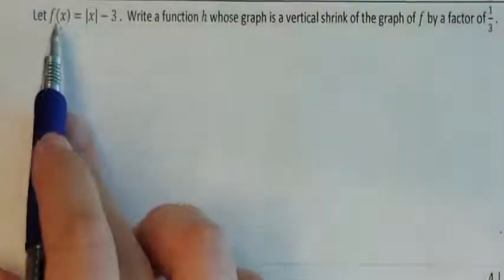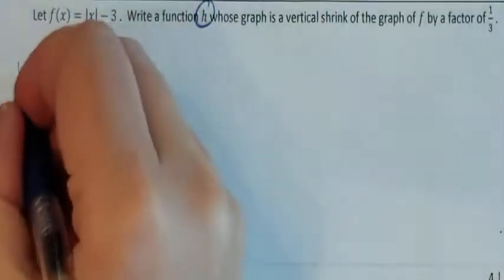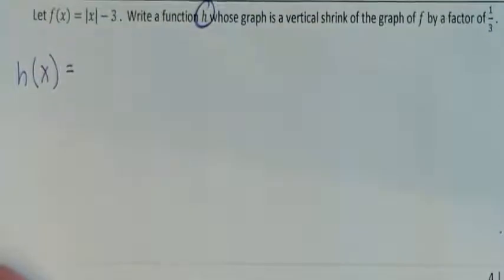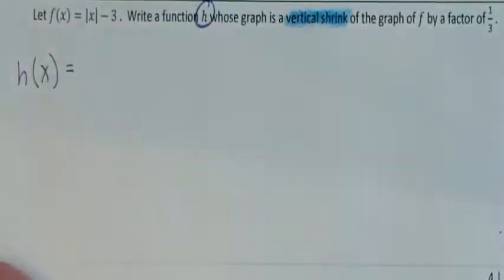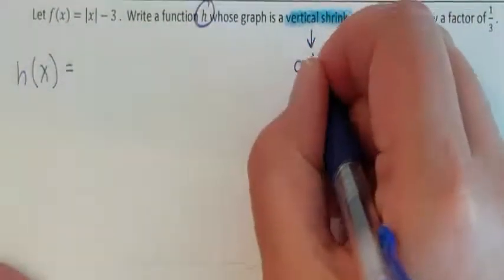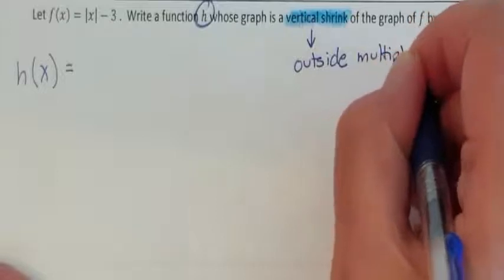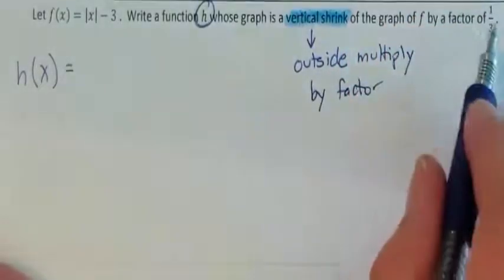Our last problem, they give us a rule F. They want us to write a rule H. Last time I forgot to name him H. I accidentally named him G, so I'm going to write H so I don't forget this time. We need to do a vertical shrink. Verticals are outside moves, and if I'm shrinking, I am still just going to multiply by the factor, but that factor better be smaller than 1 for it to be a shrink, and it is.